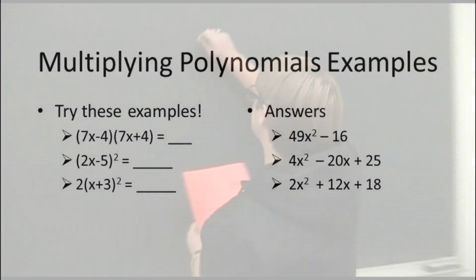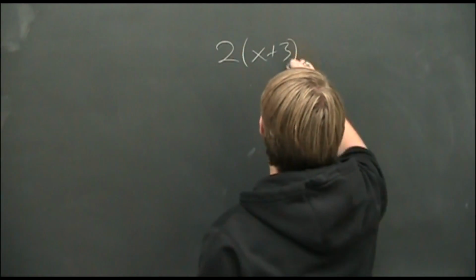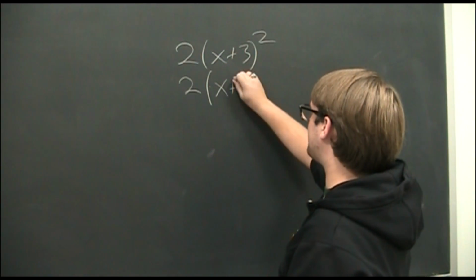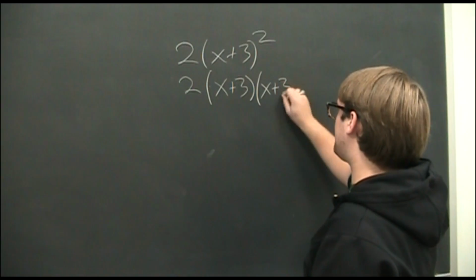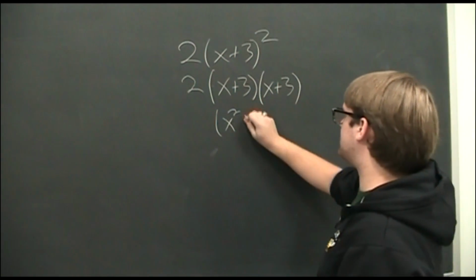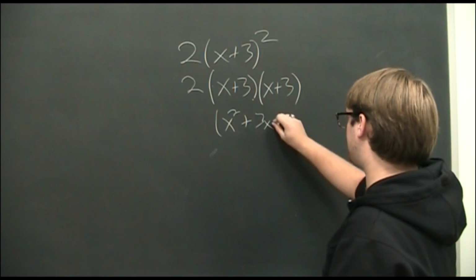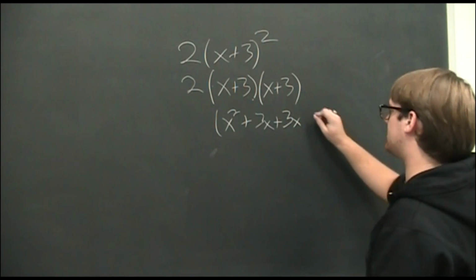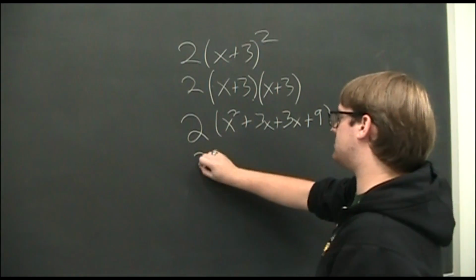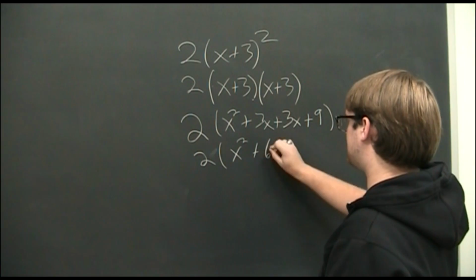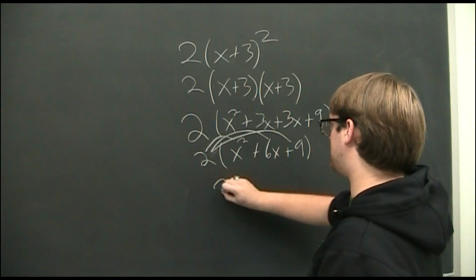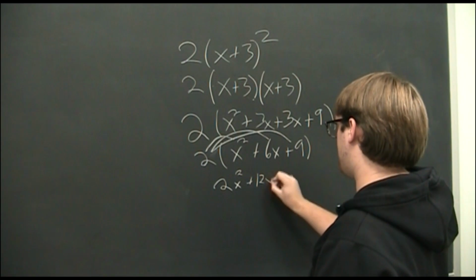The third example, which is 2 times the quantity x plus 3 squared. The first thing you can do here is expand the x plus 3 squared to become 2 times x plus 3 times x plus 3. Now you can apply the FOIL rule. So x times x is x squared, plus the outer, plus 3x, plus the inner, plus the last, which is 3 times 3 is 9. And then don't forget the 2 from the original function. And then you can combine the inner 2 to become 2 times the quantity x squared plus 6x plus 9. Lastly, you distribute the 2 to each of these values to get 2x squared plus 12x plus 18.